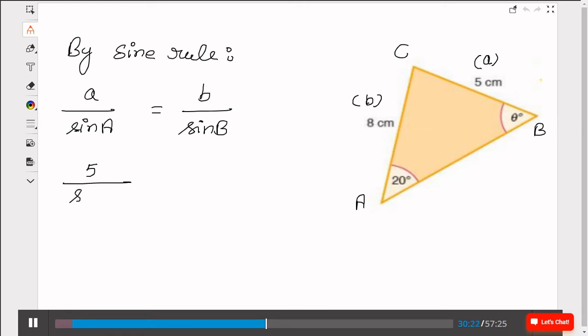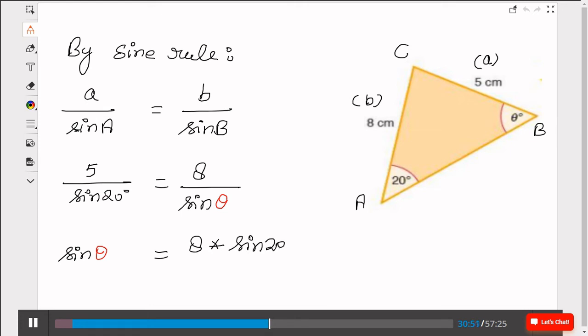Okay, so we first transform the terms. Let's say sine theta comes here together with 8, and sine 20 is together with 5. We cross multiply it. So it's finally 8 times sine 20 degree over 5. When you simplify this expression, let's see what we get. We get about 0.547 something.